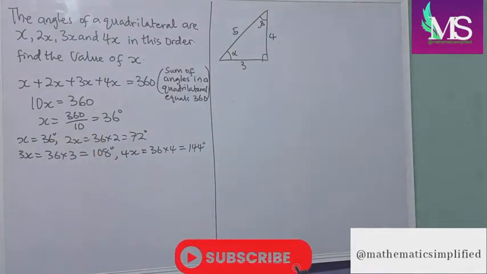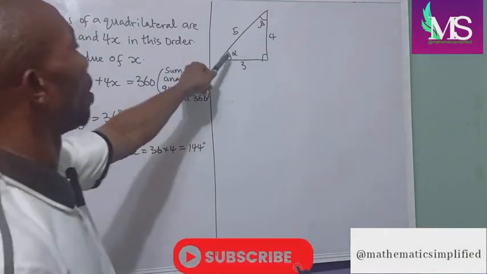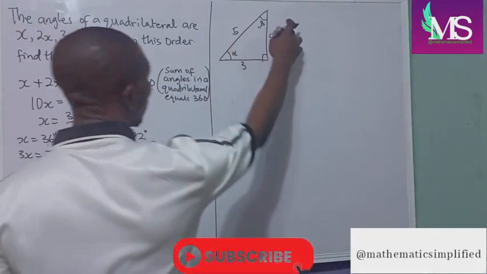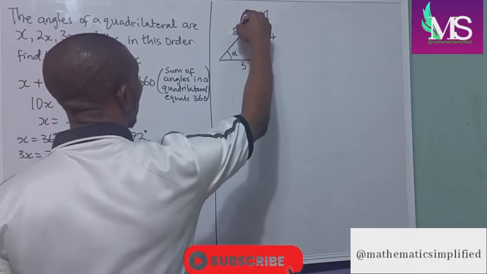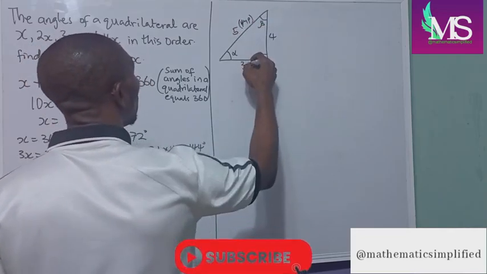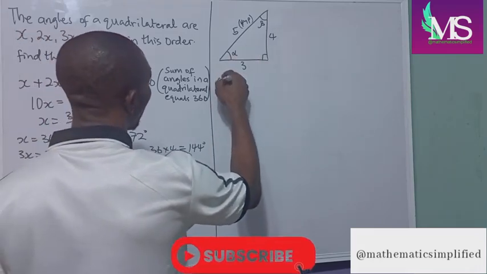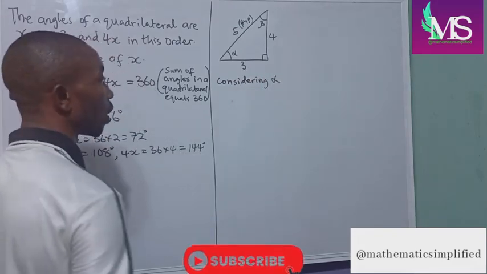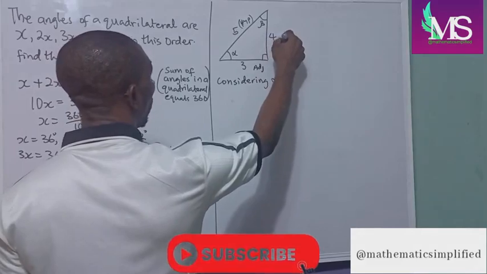Now, the next one we have to look at says find the values of alpha and beta. Now, if we have to find the values of alpha and beta in this triangle, this is a right-angled triangle, which we all know. So this will be our hypotenuse, depending on which angle you're considering. Okay, let's consider alpha. Considering angle alpha, which is this, this 3 will be our adjacent and 4 our opposite.